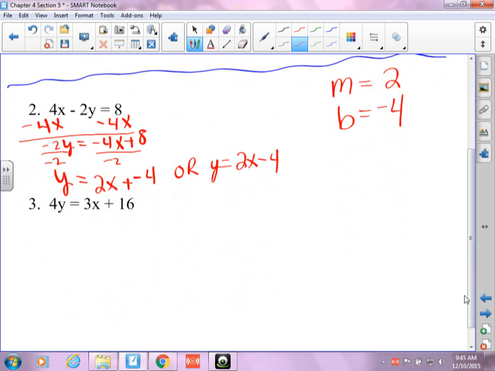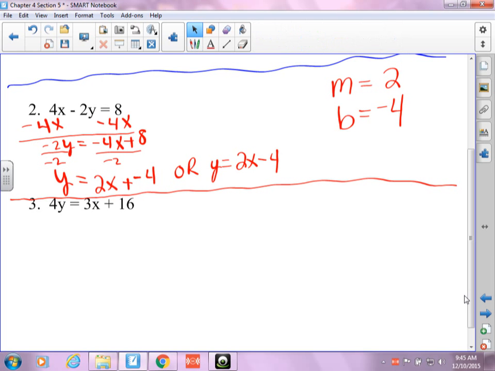Questions on that? Awesome. This is all you have to do for these types of problems. Okay, number 3, what do I do? Is y by itself? No. Let's get rid of that 4. What are we going to do? Divide both sides by 4. Notice the line goes totally under 3x and 16. It's got to be totally stretched.